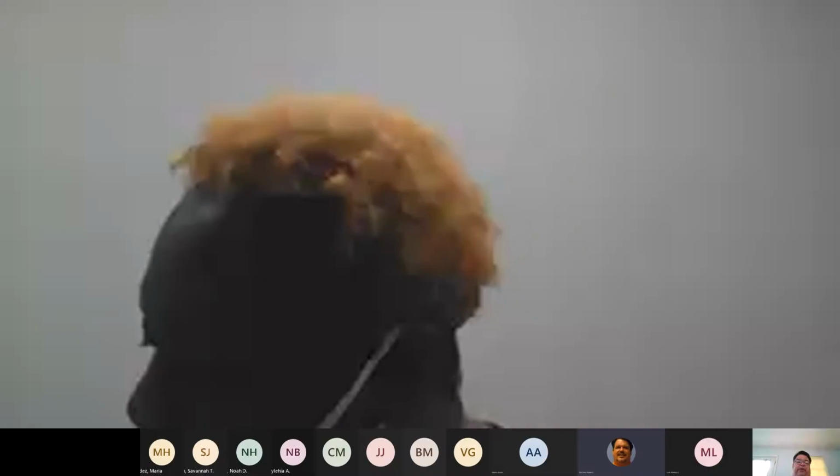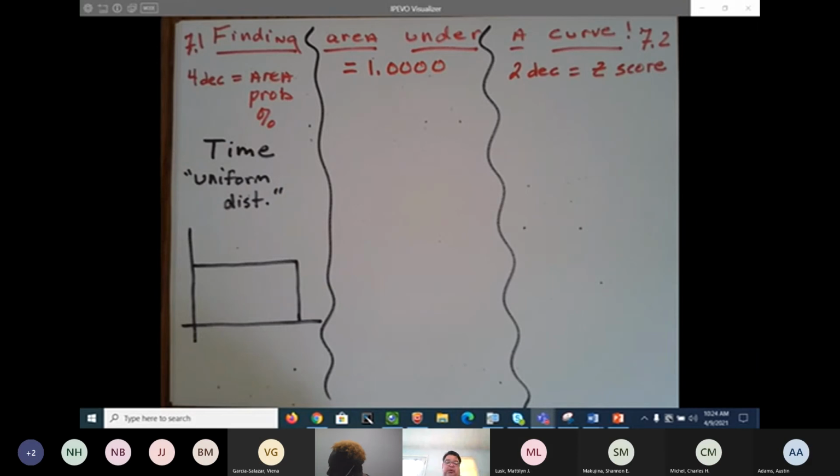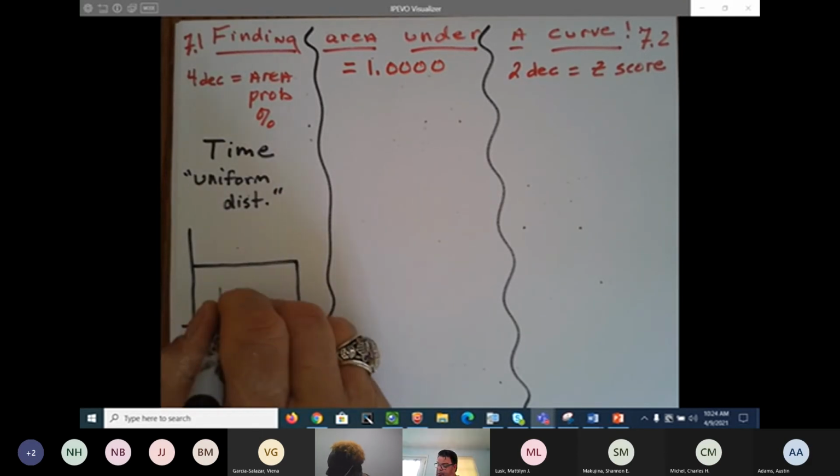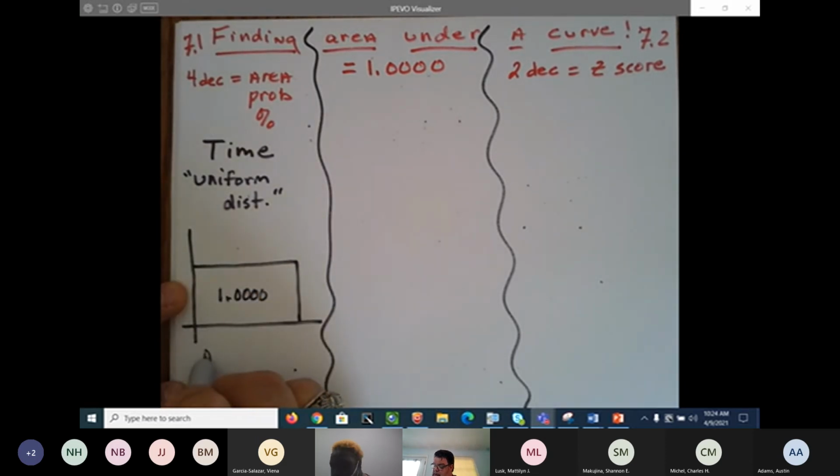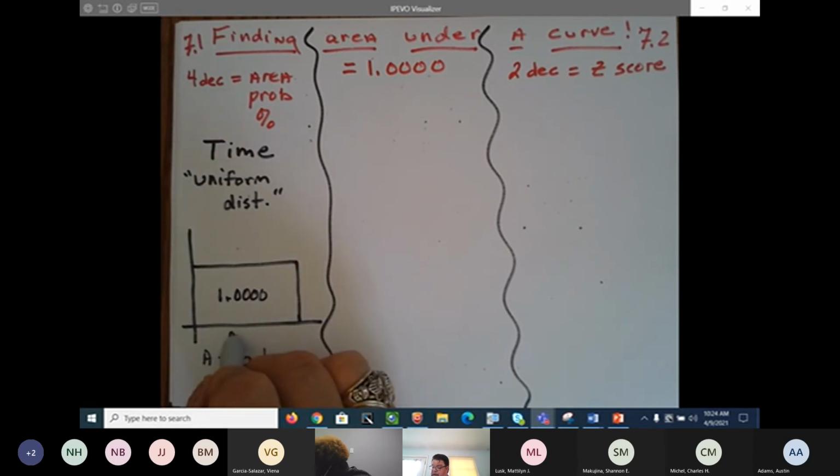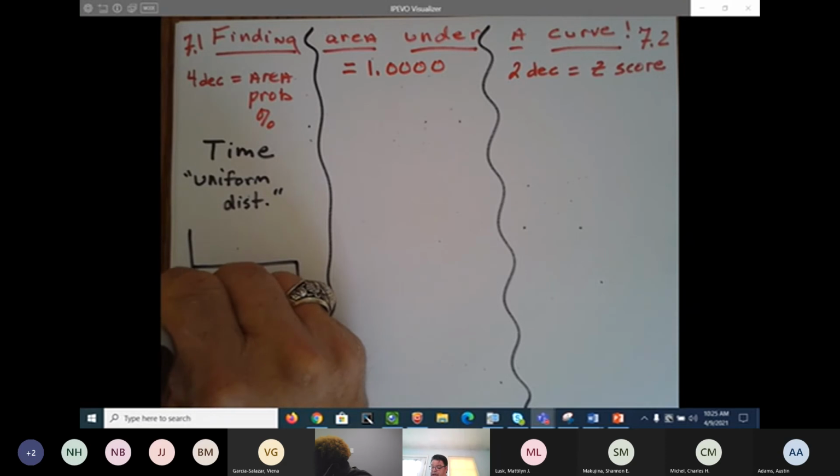It doesn't look like a curve, it looks like a box. And the area of a rectangle, of course, the area in here is 1.0000. Area equals base times what? Height. And the bottom is usually minutes or hours, depending on the question. And the height is pretty much the probability.